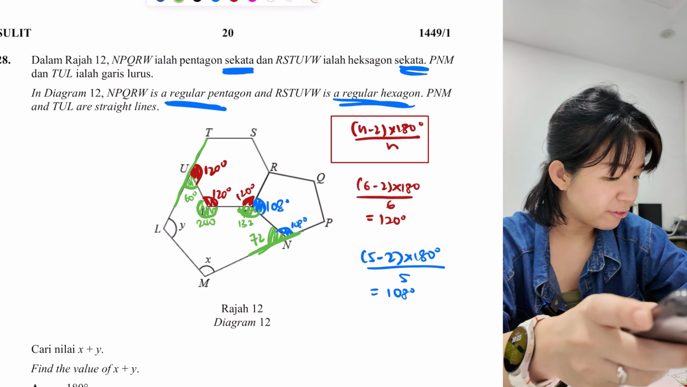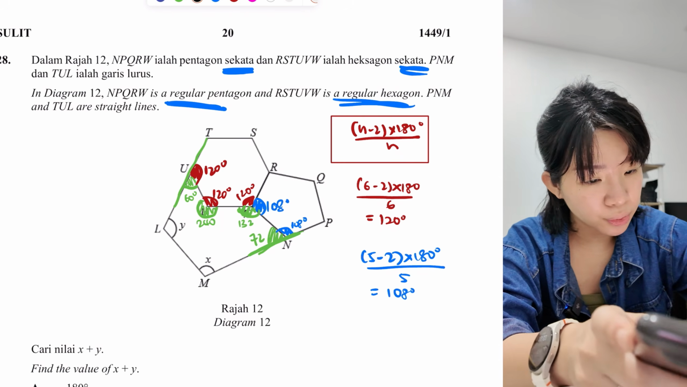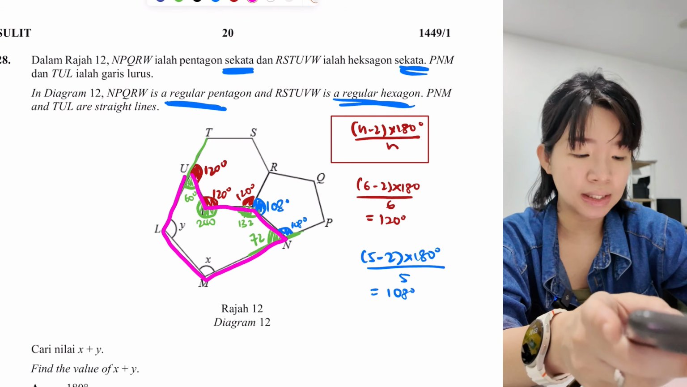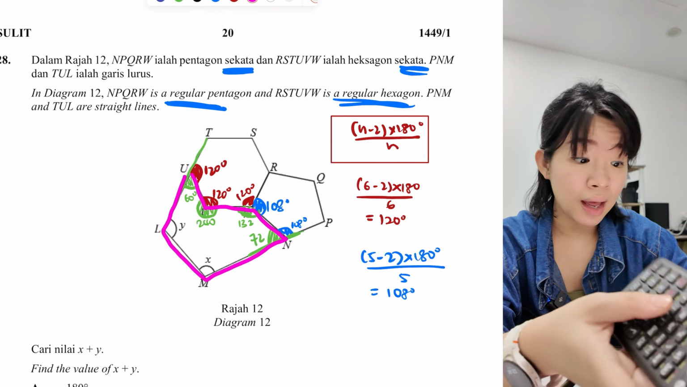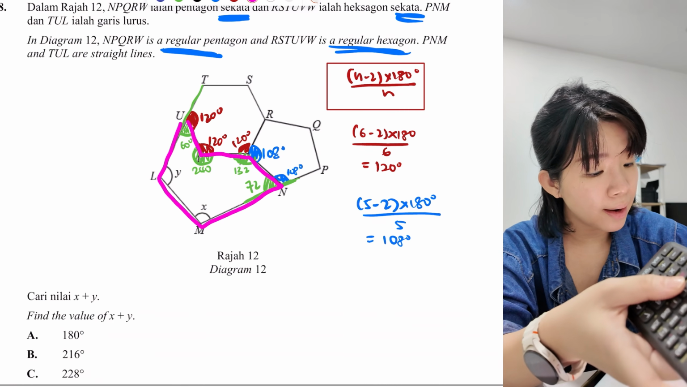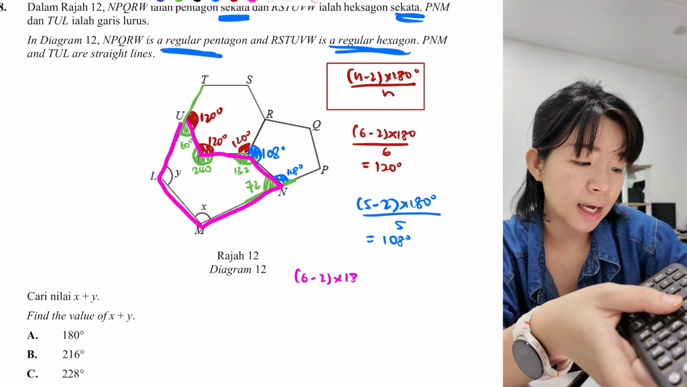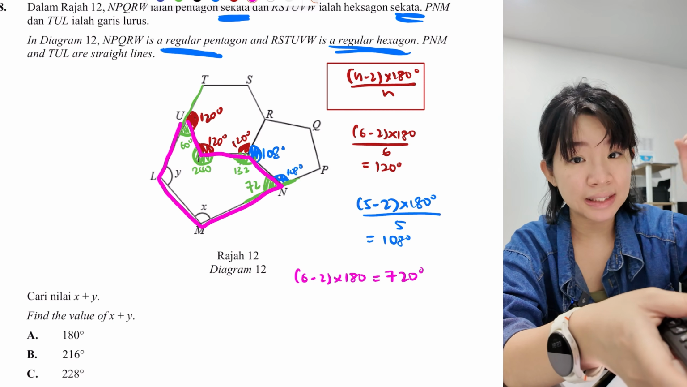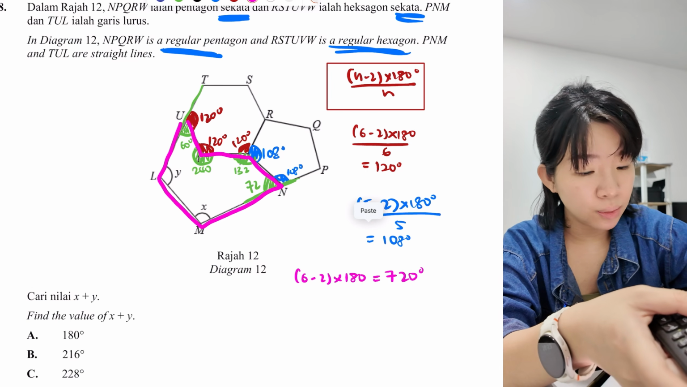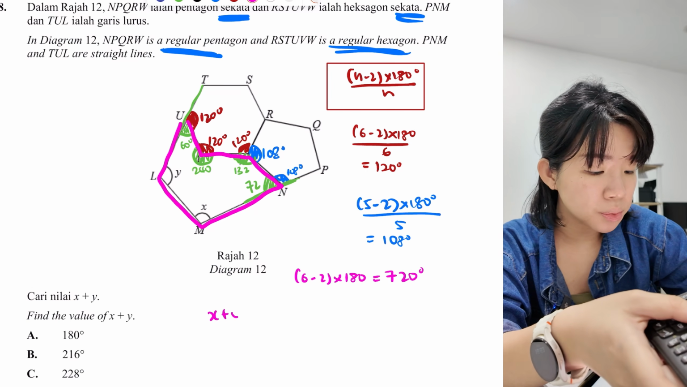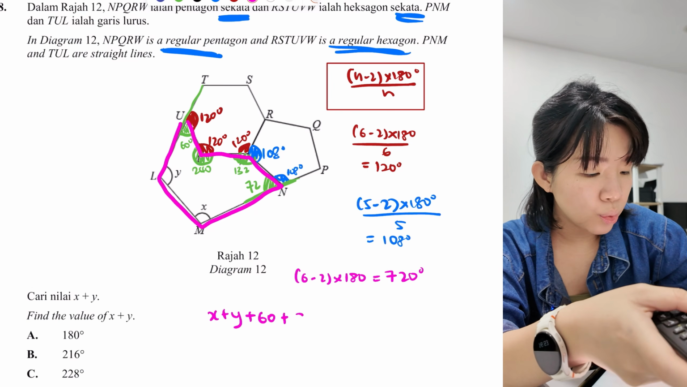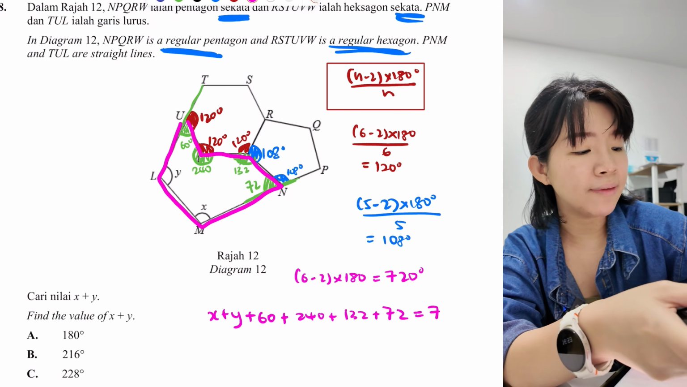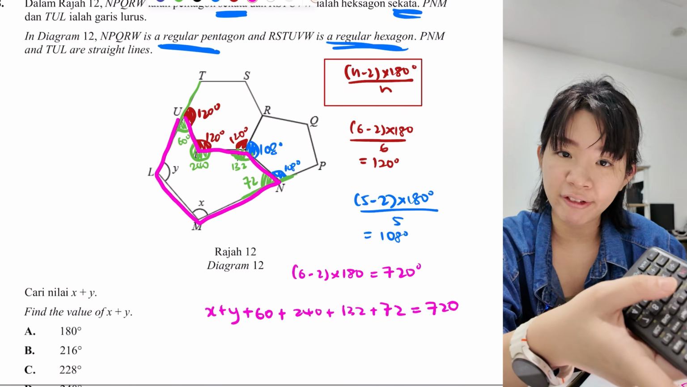Why am I finding all these angles? Because I want to use this polygon. 1, 2, 3, 4, 5, 6. 6 sides is a hexagon. So the sum of interior angles, 6 minus 2 times 180, is 720. If we total up all these angles, it is 720, including the x and also y. x plus y plus 60, 240, 132 and also 72 equals 720. Then from here we can find x plus y.